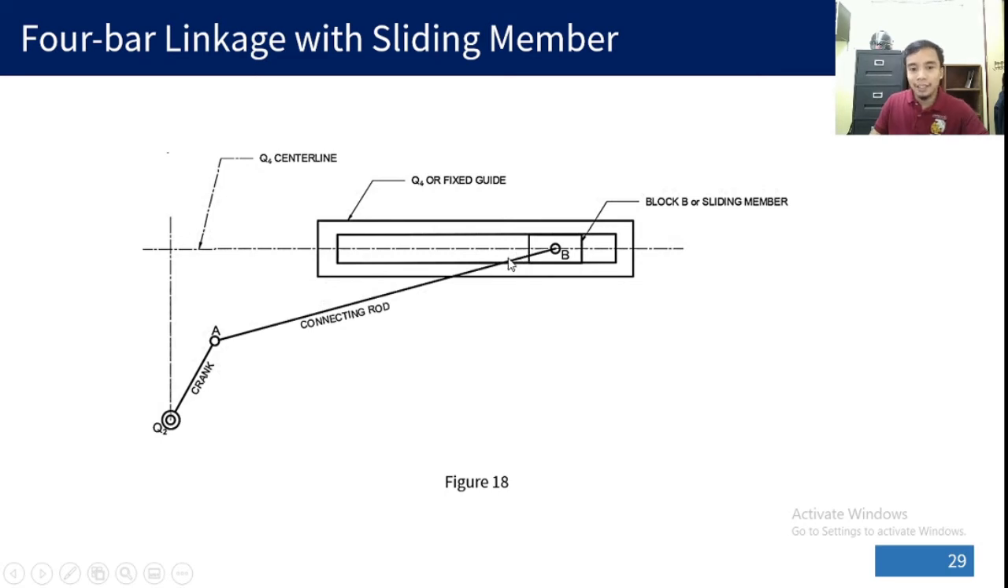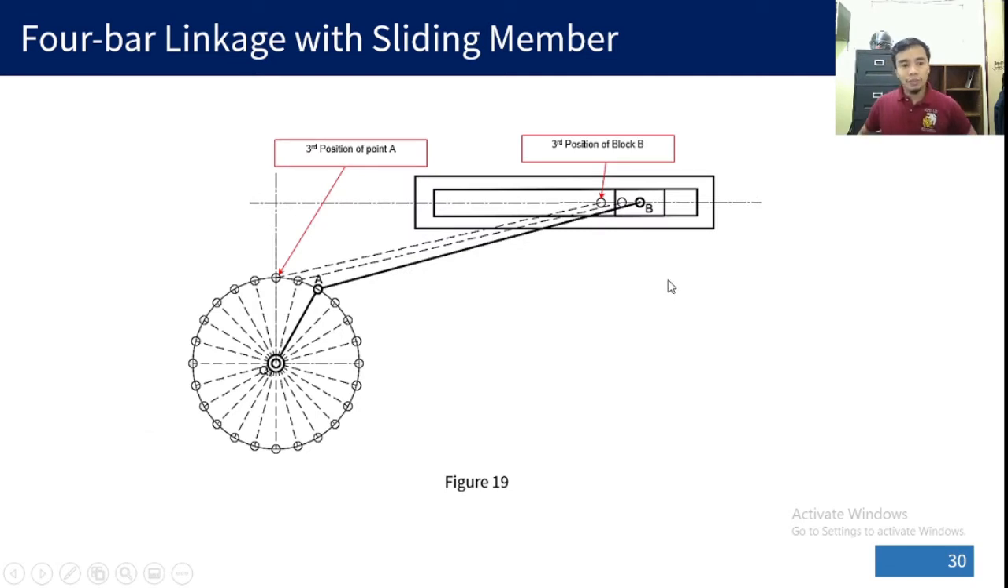Okay? The difference is the motion: it is converted into rectilinear motion, back and forth, which is realized because of this block or sliding member. Okay. Looking at its motion, assuming again that the driver is the crank Q sub 2A, it completes one revolution. Since the block is fixed to the fixed guide, the motion is in a rectilinear way.